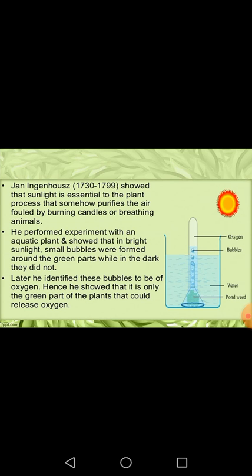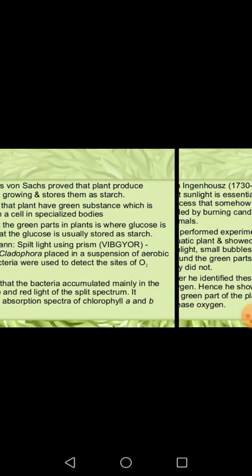Hence, he showed that it is only the green part of the plant that could release oxygen. So, finally, he concluded that during this process, the bubbles which are coming out are of oxygen gas, and this process takes place only in the green parts of the plant. It means sunlight is essential. Along with the sunlight, green parts are needed, as this process only occurs in the green parts.